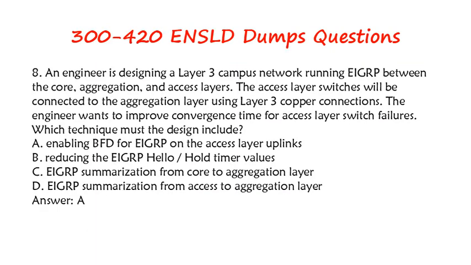A. Enabling BFD for EIGRP on the access layer uplinks. B. Reducing the EIGRP hello, hold timer values. C. EIGRP summarization from core to aggregation layer. D. EIGRP summarization from access to aggregation layer. Answer: A.